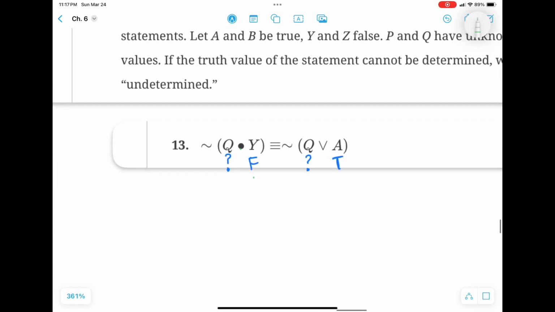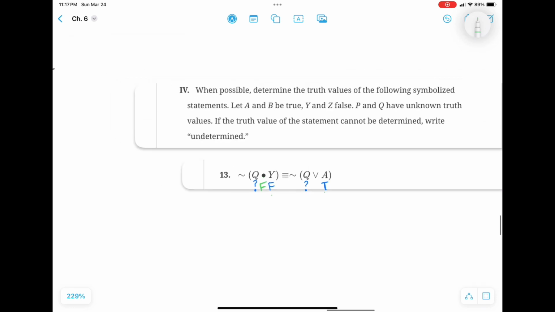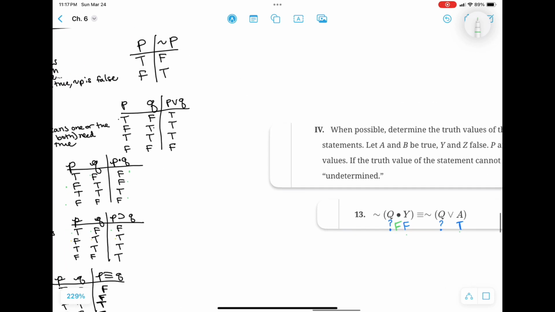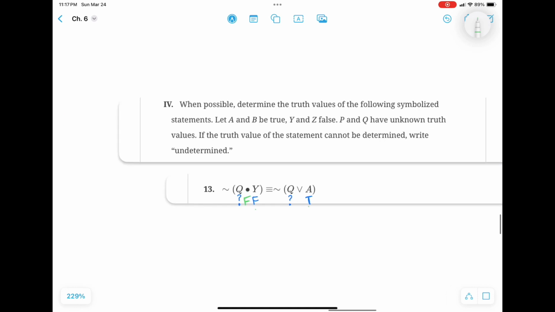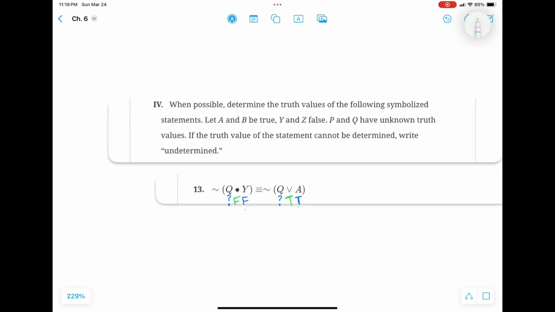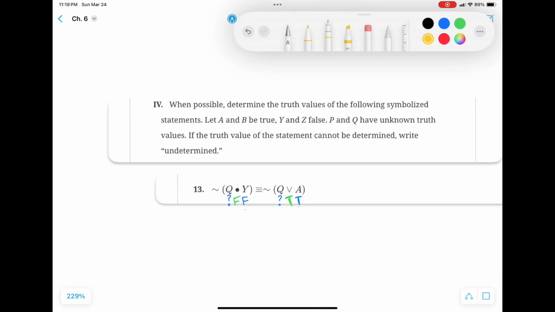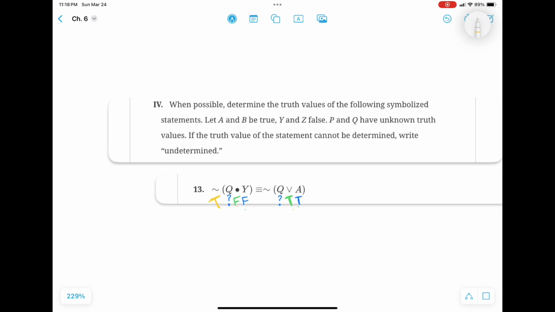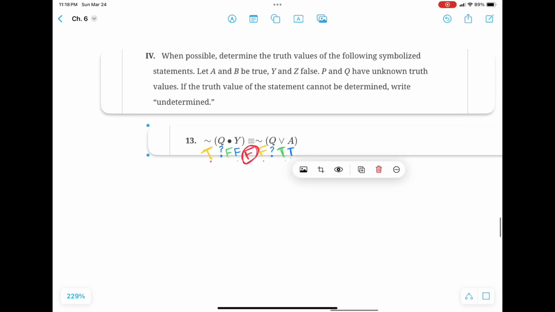Okay, so we've got something unknown and something false. The conjunction has to be false even though we don't know what Q is, because both conjuncts have to be true for a conjunction to be true. We know both conjuncts aren't true. Similarly for a disjunct, at least one disjunct needs to be true for the whole thing to be true. So that means that we have a true and a false in the biconditional, which makes the biconditional false because they're not both the same.